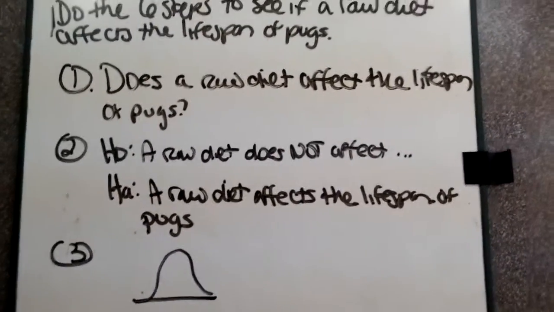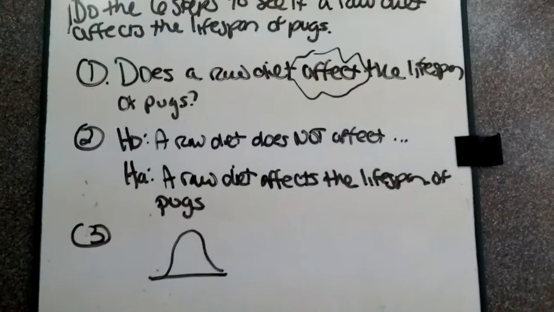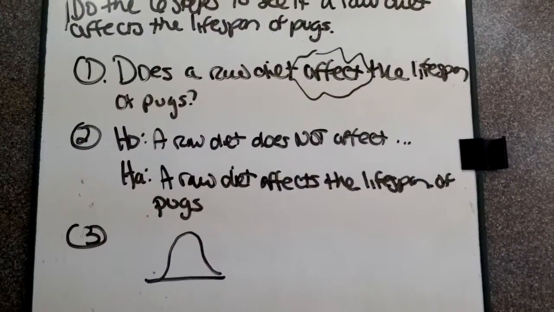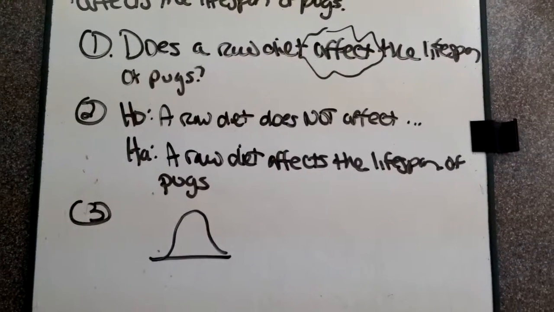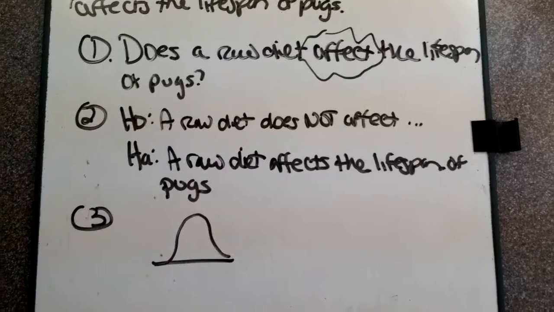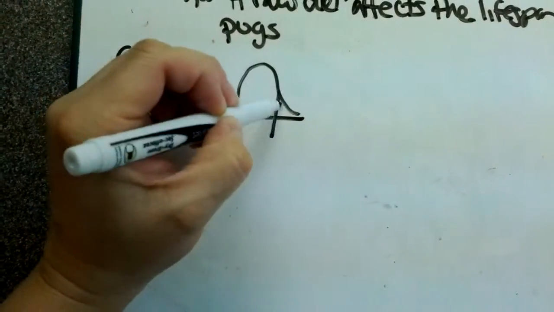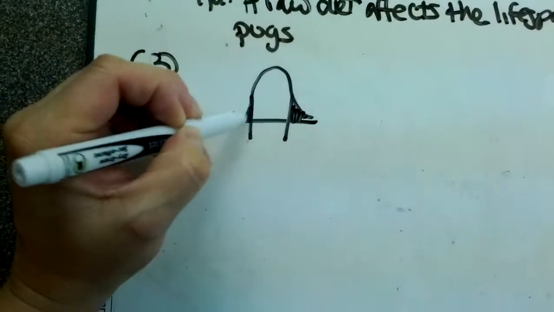But I see a word, and if you can read it, it says affect. That's a very generic phrase. It may mean that it might make the pugs live longer, or they might die sooner. So I'm trying to see if there's any effect at all. So that means it's two-tailed. So I'm going to denote two-tailed down here by shading in my regions.